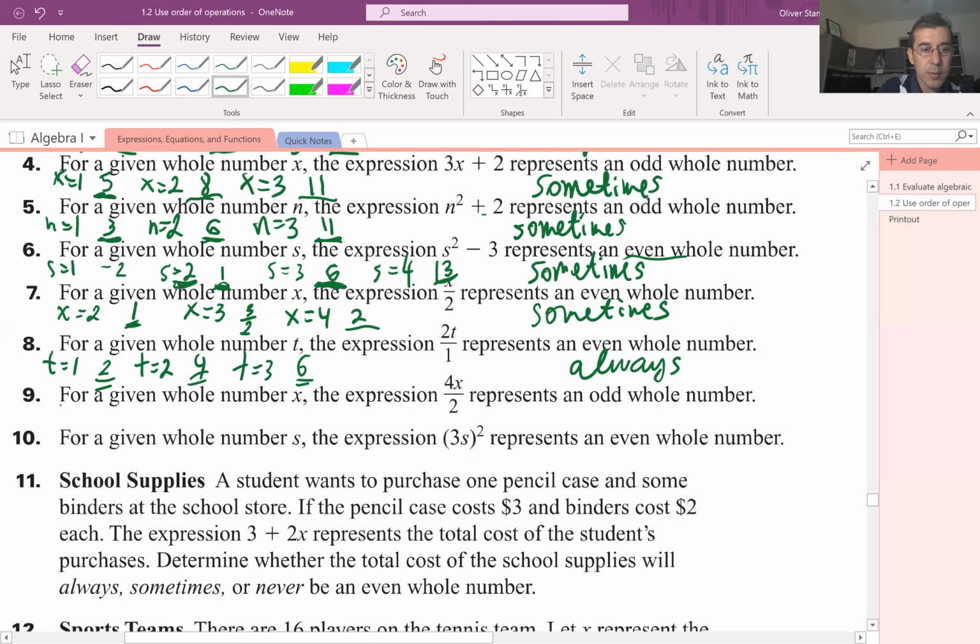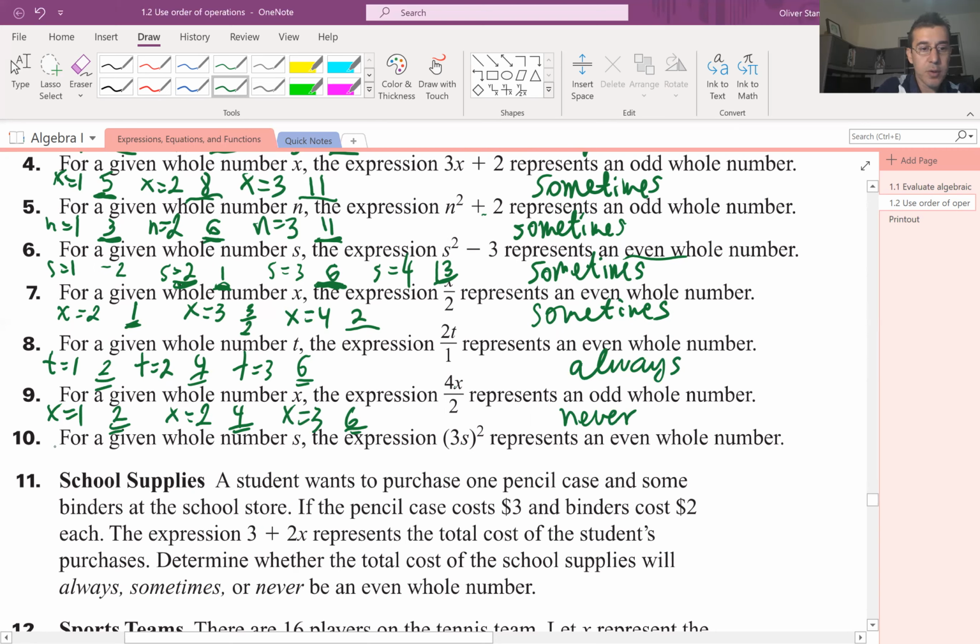9, for a given whole number x, the expression 4x over 2 represents an odd whole number. So let's try a couple. X equals 1. We get 4 times 1 is 4 over 2 is 2. For x equals 2, we get 4 times 2 is 8 over 2 is 4. Let's try one more. If x is 3, 4 times 3 is 12 over 2 is 6. So it's always, as you can see, an even number. So this is never. It's never odd. It's always even.